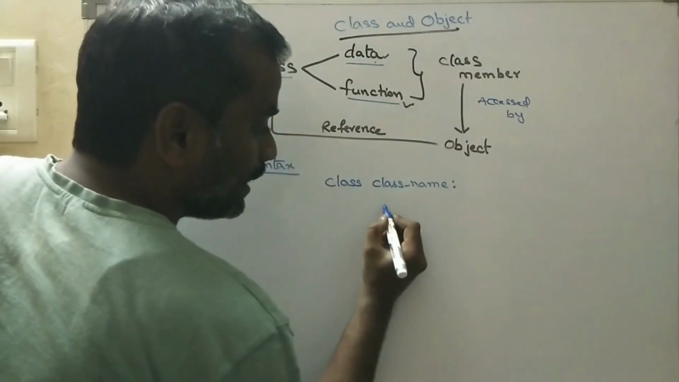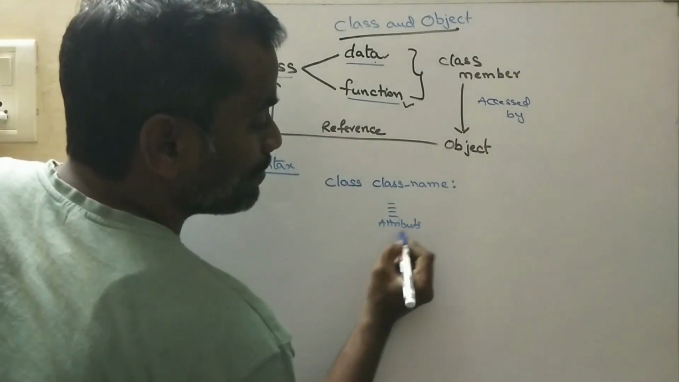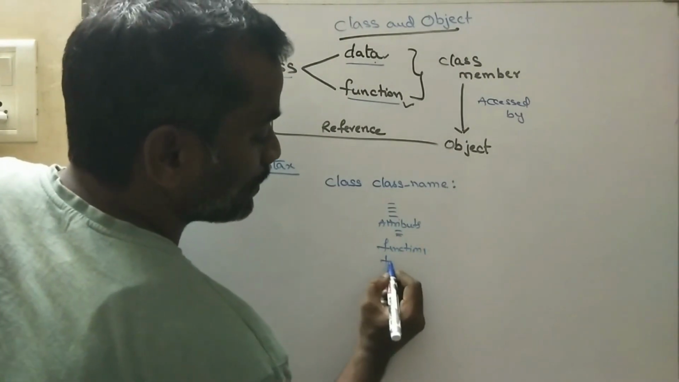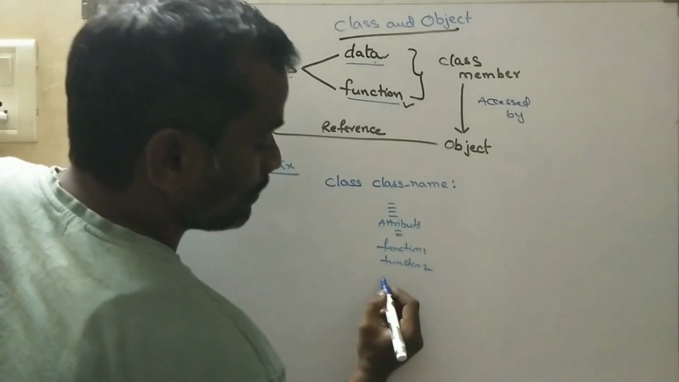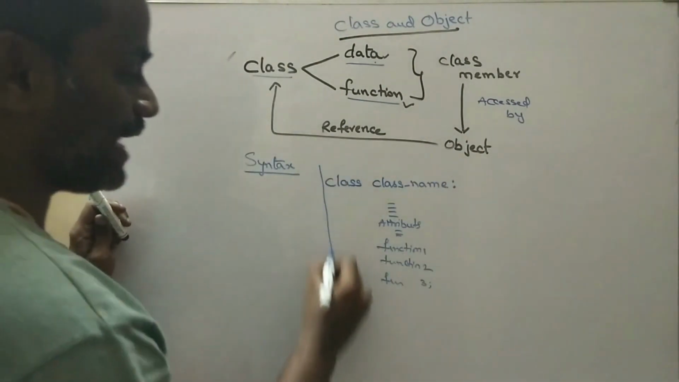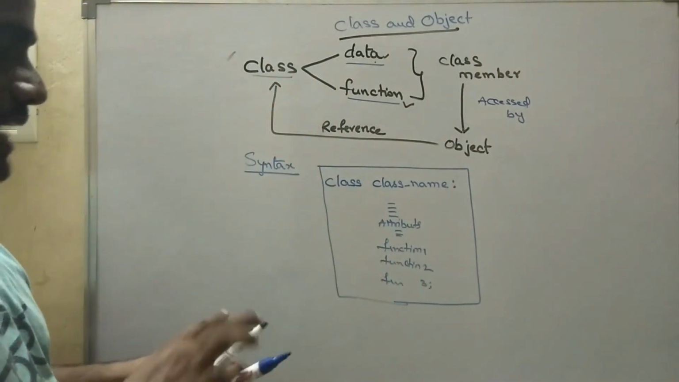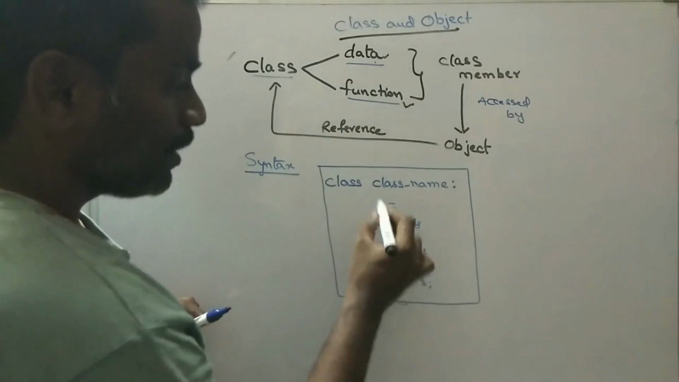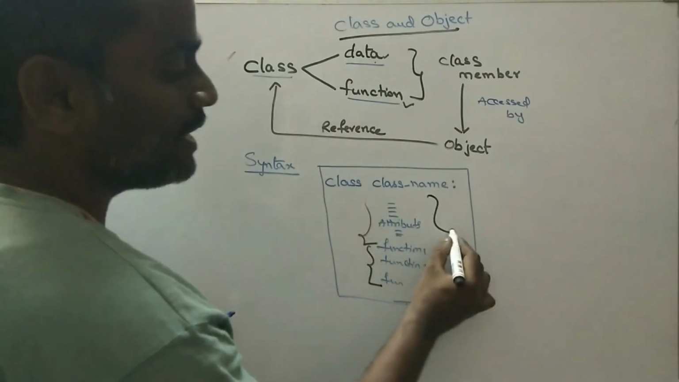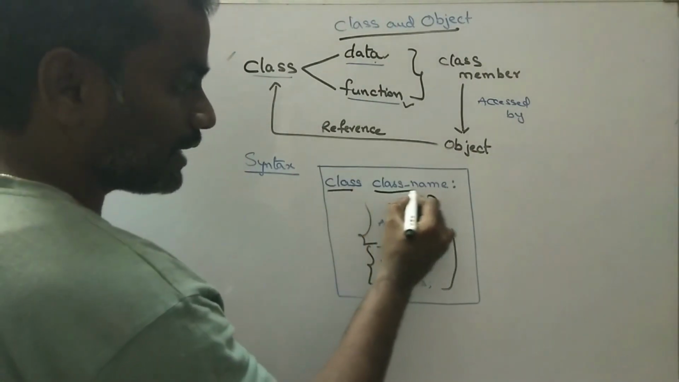Now we can declare n number of attributes and n number of functions. Suppose for example function 1, function 2, function 3, right? This is the syntax for declaration of the class. A class is nothing but a collection of attributes and a collection of functions. We declare the class as class, space, class name.